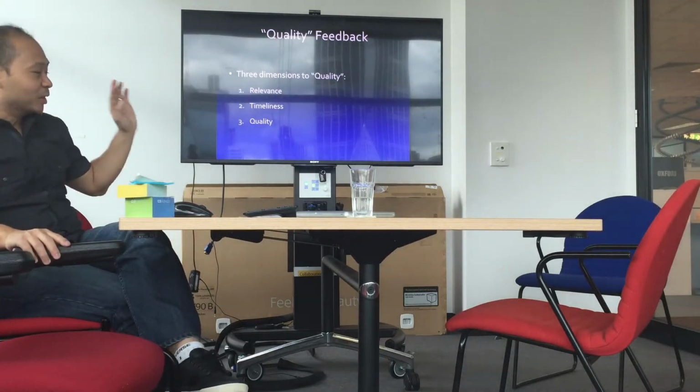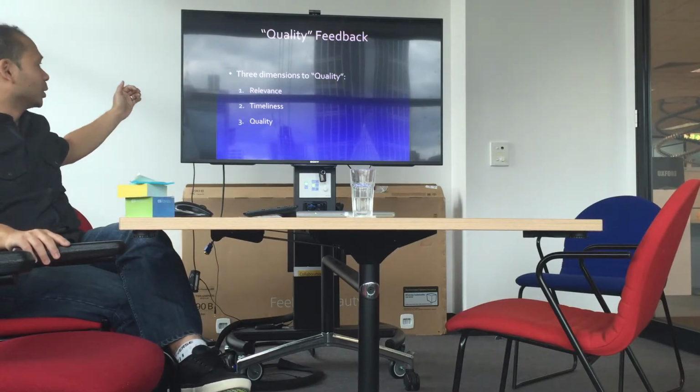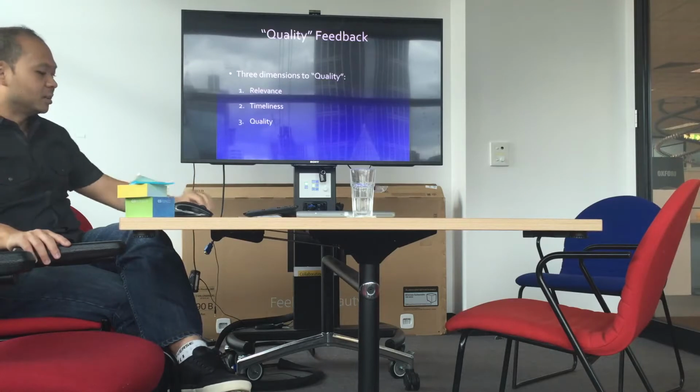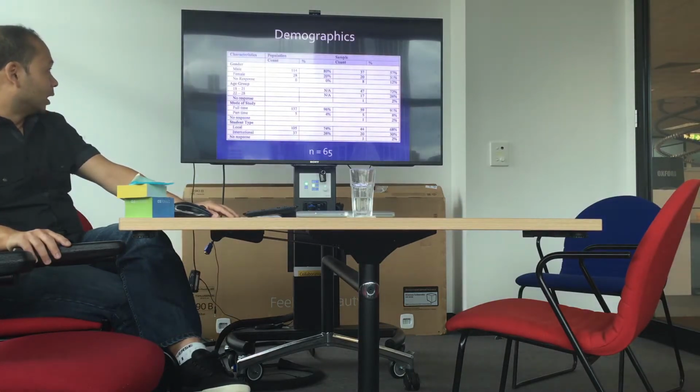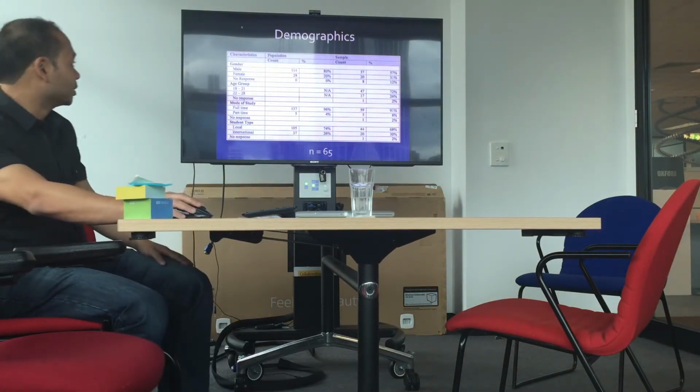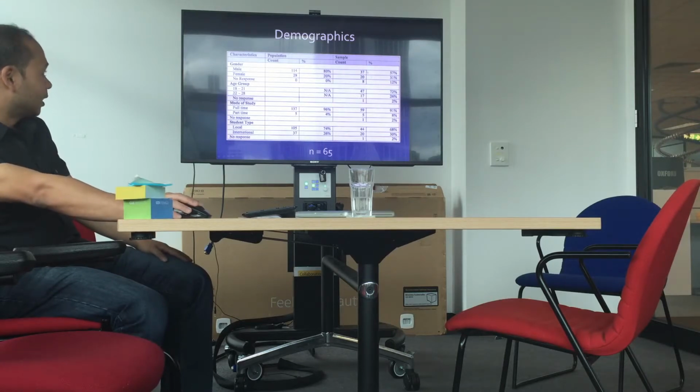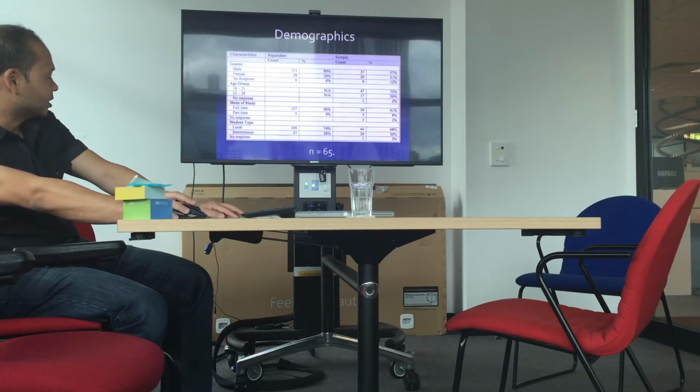So in this one, we're looking at the quality of feedback, and we're looking at quality in terms of relevance, timeliness, and actually quantity. In terms of the sample that we've had from a number of undergraduate courses, that's about N equals 65, and it roughly matches the population.